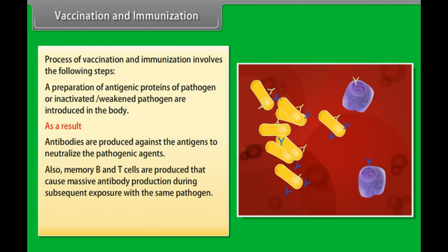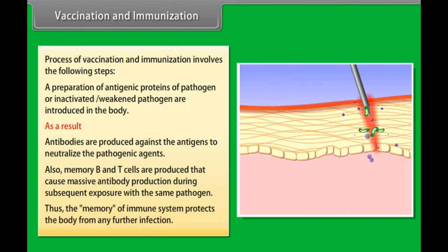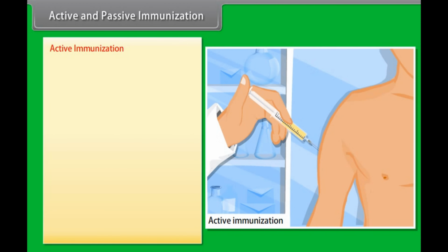Also, memory B and T cells are produced that cause massive antibody production during subsequent exposure with the same pathogen. Thus, the memory of immune system protects the body from any further infection. Active and passive immunization. Active immunization.